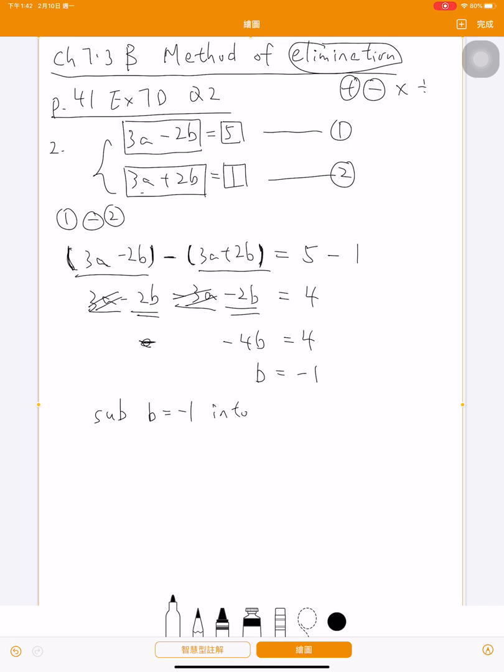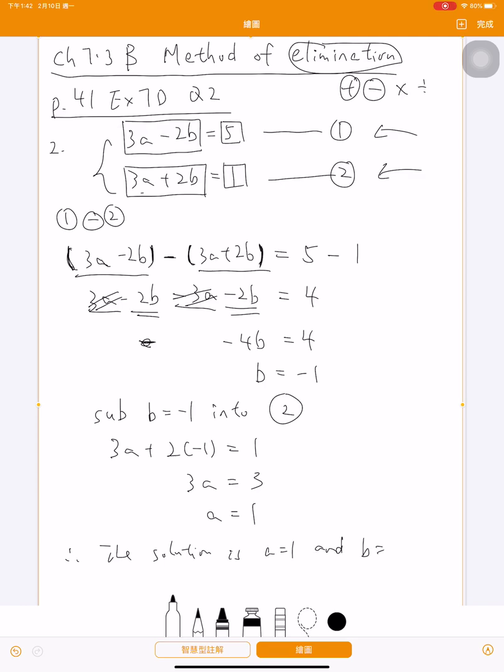Substitute the answer into any one of the equation you can choose. For example, equation 2. So 3a plus 2b, b is negative 1, so 2 times negative 1 is negative 2. So 3a is 1 plus 2, 3, a is equal to 1. So therefore the solution is a is equal to 1 and b is equal to negative 1. Okay, so that is the method of elimination to solve the simultaneous equation.